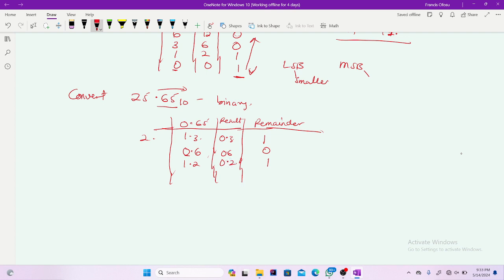So if there's 0.2, I'll multiply 2 by 0.2. What am I getting? Which is 0.4. So for 0.4, I'll take 0. With 0.4 here, I'll still multiply 2 by it. I'm getting 0.8. Then for 0.8, I take 0 here. Then 2 times 0.8, I'm getting 1.6. I'll have 1 here.